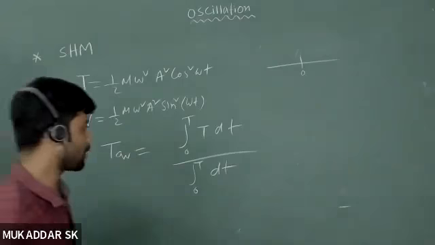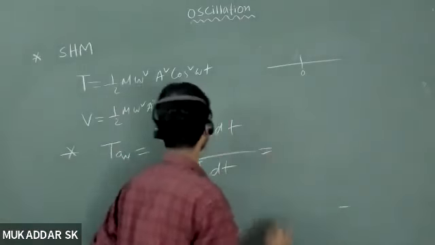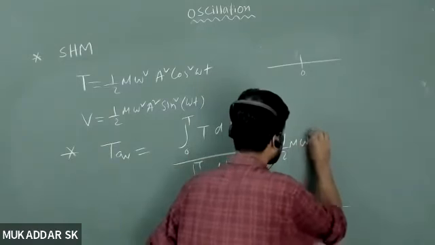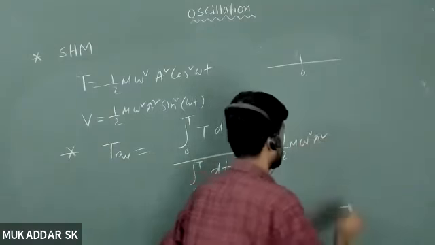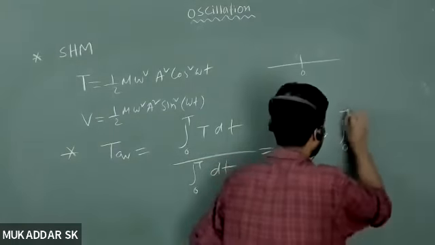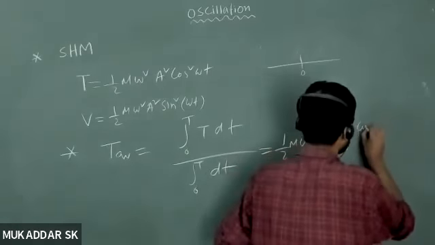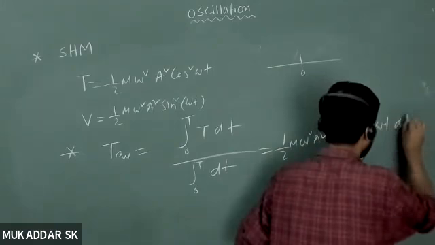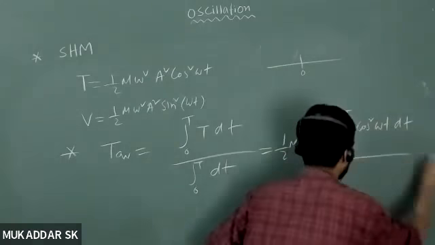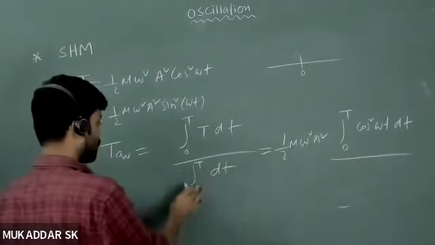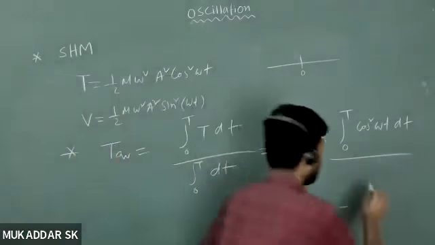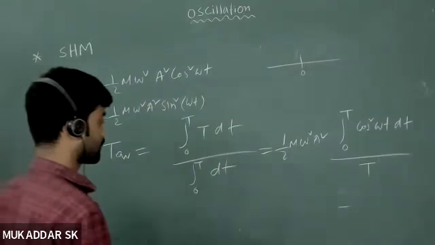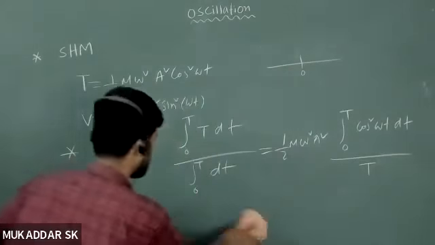Now, if you substitute this value, you know T. So it will be half m omega square a square, integral from 0 to T of cos square omega t dt, and the denominator, the integral from 0 to T of dt, will provide you only capital T, right? Is it not?